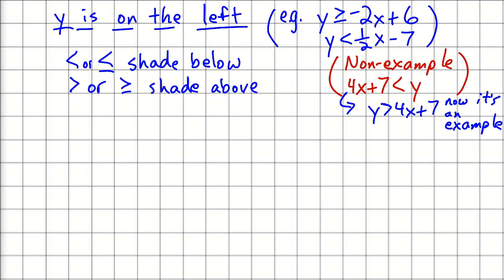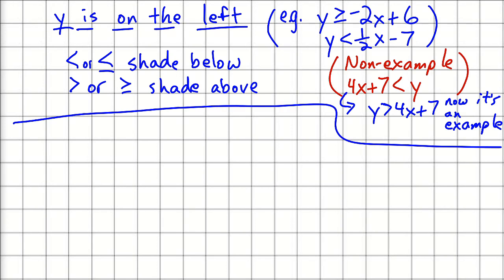All right, so keeping on with these notes, we're going to do a couple examples, all right? So here's our first example. It's going to be y is greater than negative 1/2 x plus 3, right? And so we're going to need a grid. So I'm going to draw a quick grid here.